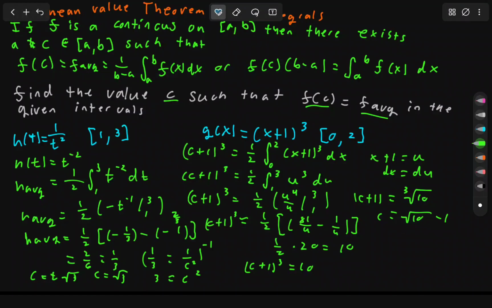Now you might know that the cube root of 8 is 2, and then the cube root of 27 is 3. So the cube root of 10 is greater than 2. However, because we're minusing 1, but we know it's less than 3, we know that this value here is going to be within the interval of g of 0 to 2. So this value of c, the cube root of 10 minus 1, is going to be the average value of g on the interval from 0 to 2.